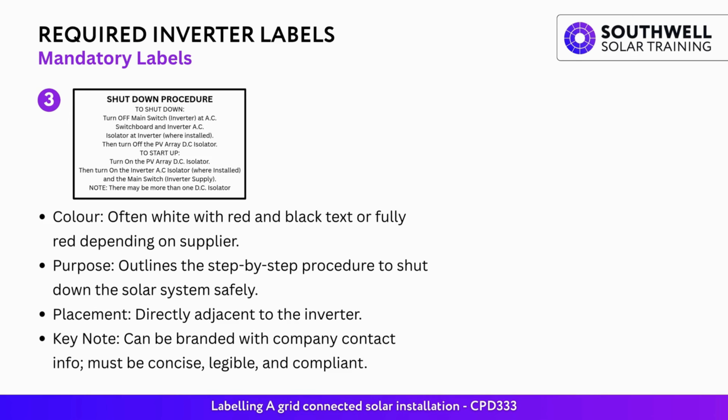Number 3. Shutdown procedure label. This information label must be installed adjacent to the PCE or inverter, or on it if that's preferred. It must clearly state the words "shutdown procedure" at the top and then include clear, accurate instructions on how to shut down and re-energize the system safely. Ensure that any equipment names match the actual labels on the equipment for consistency.